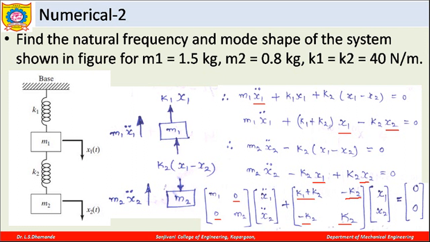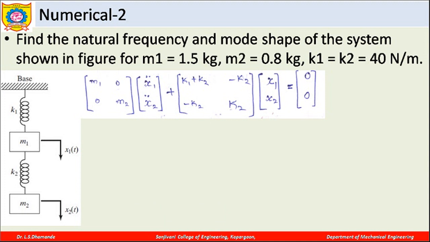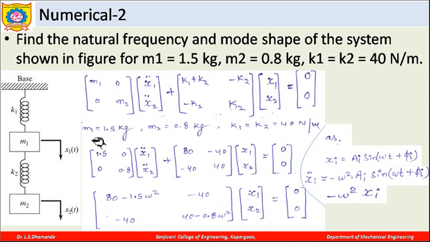Now we are going to solve this matrix equation. For that, we are going to make the substitution of x1 double dot in terms of x1. Let us first write the data given in this problem. Mass m1 is 1.5 kg, mass m2 is 0.8 kg, and k1 and k2 are equal to 40 Newton per meter. With this data, I put 1.5 for m1 and 0.8 for m2. Similarly for k1 plus k2, both are 40, so 40 plus 40 is 80. This is minus 40, and this is again k2, that is 40.